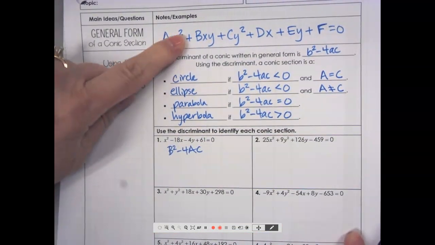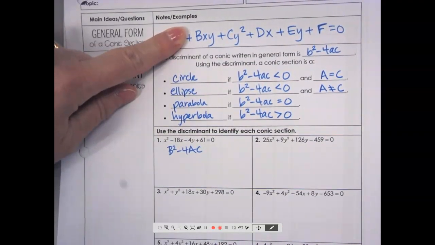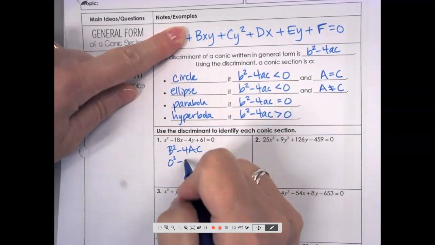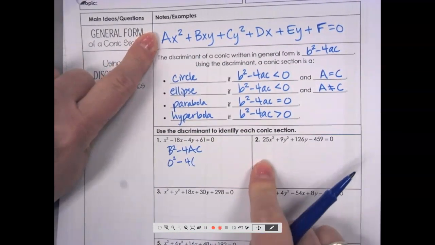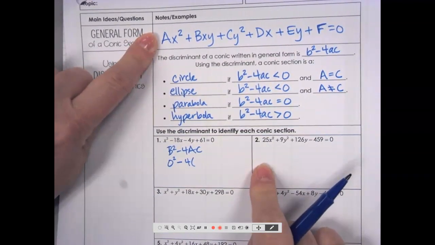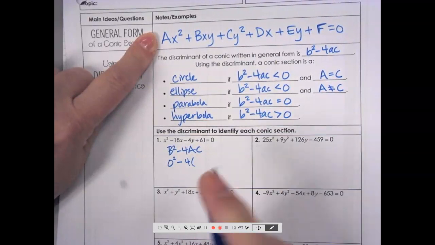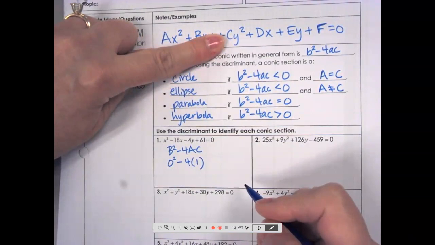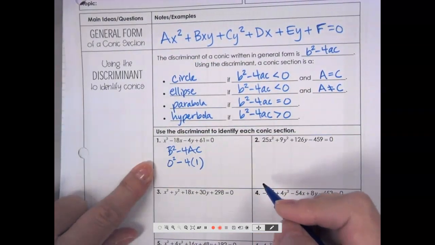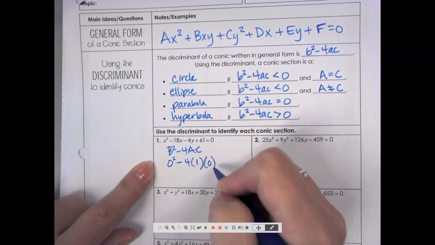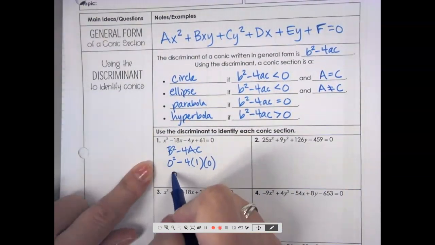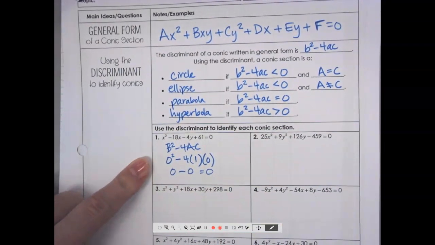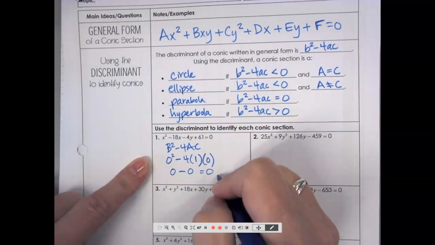Okay, so the first one here, I want B squared minus 4AC. Well, B is the coefficient of xy, which I already said. You don't have one, so this will be 0 squared. Minus 4 times A. A is the coefficient of x squared. So what is my A value in this one? 1. C is the coefficient of y squared. So what is my C value here? 0. There's not a y squared term. So that gives me 0 minus 0 is 0. Therefore, this equation represents a parabola.